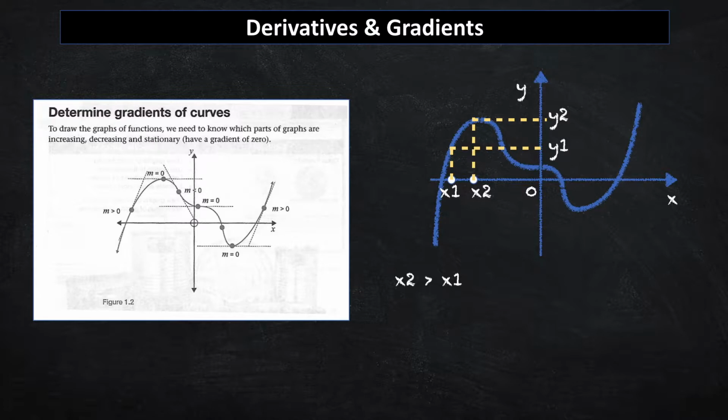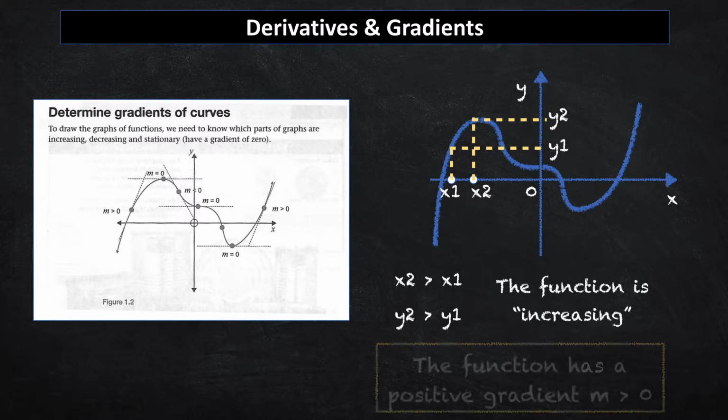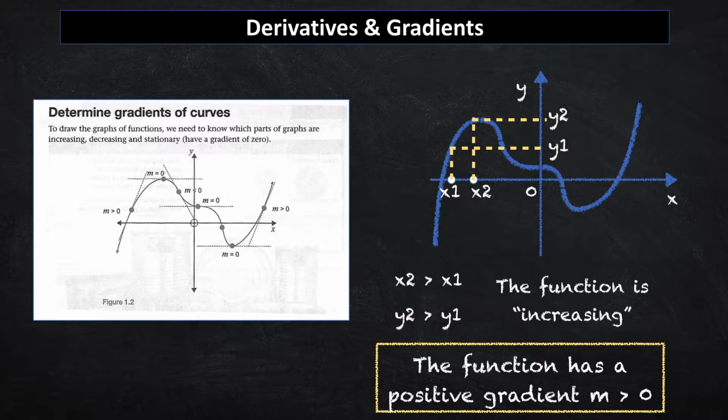Then we ask ourselves, is y2 larger than y1 or is it smaller? Well, in this case, we have that y2 is larger than y1. And in this case, we can say that between x1 and x2, the curve or the function is increasing, which means that it has a positive gradient. As the gradient is often indicated with the letter m, we can write in this region that m is larger than 0.